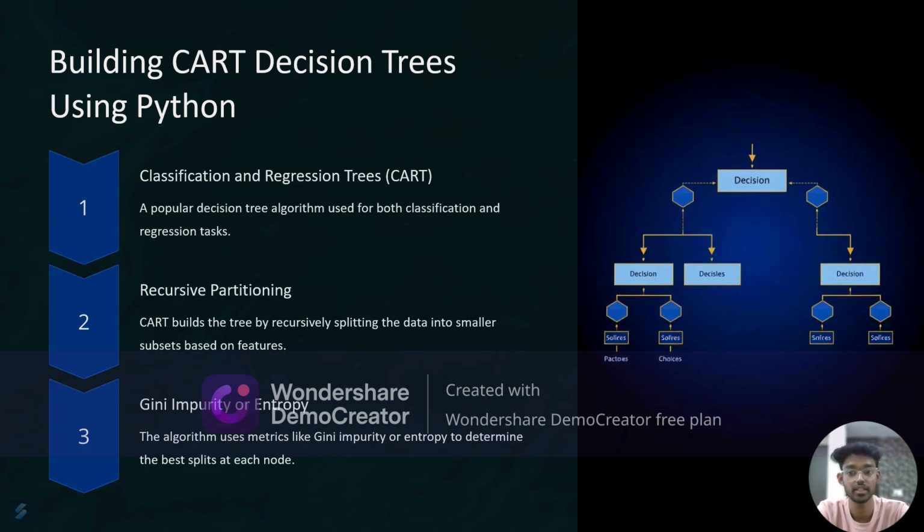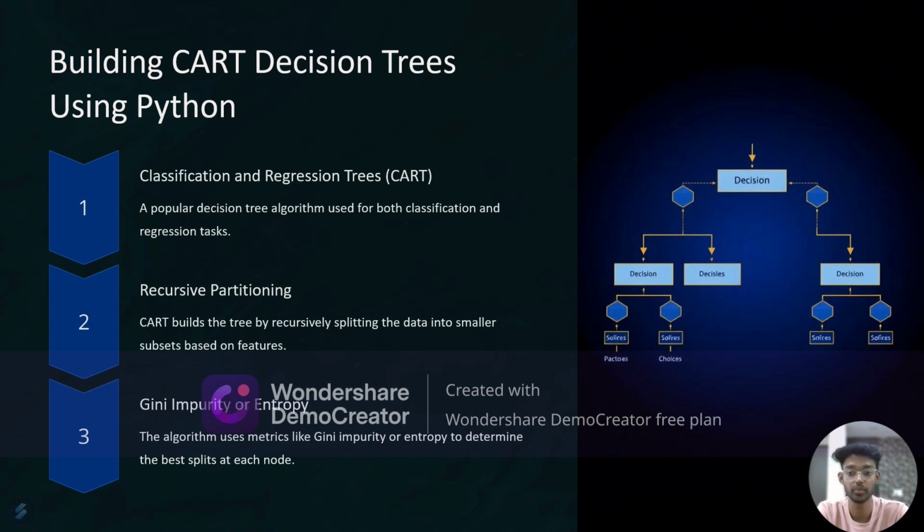Building classification and regression tree using Python. How can we build a CART tree in Python? Now, first step, classification and regression trees, aka CART. A popular decision tree algorithm used for both classification and regression, which means this tree performs classification and regression simultaneously. Recursive partitioning. CART builds the tree by recursively splitting the data into smaller subsets based on features. Means the data is divided into subsets and then those subsets are divided into further subsets.